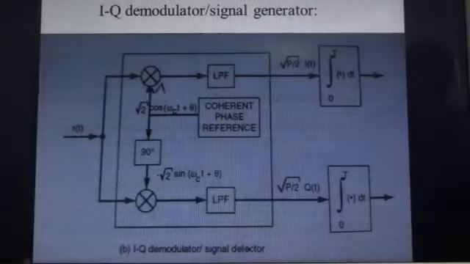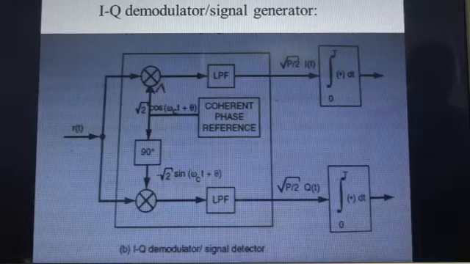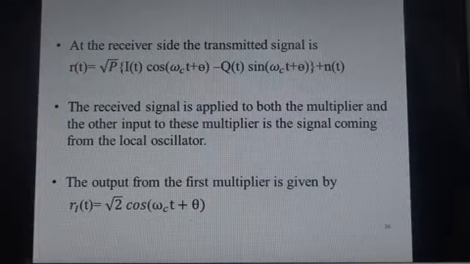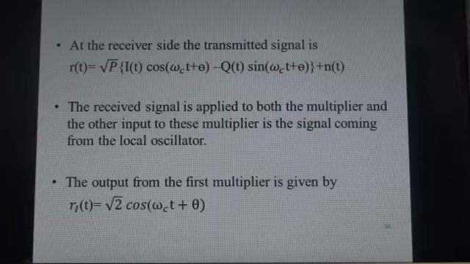Now, thus we have seen the modulator of quadrature amplitude modulation. Now we will see the demodulation process of QAM. Here there is a similar process to what we have seen. There are two inputs in the demodulator process also, where at the receiver side the transmitted signal is r of t, under root p I of t cos(omega ct plus theta) minus q of t sin(omega ct plus theta), and here noise is added along with this signal, that is n of t.